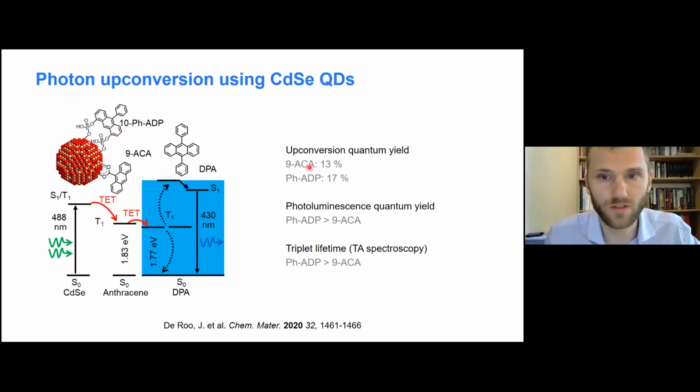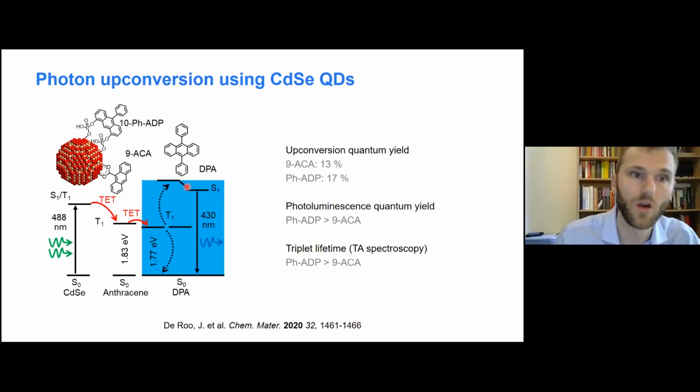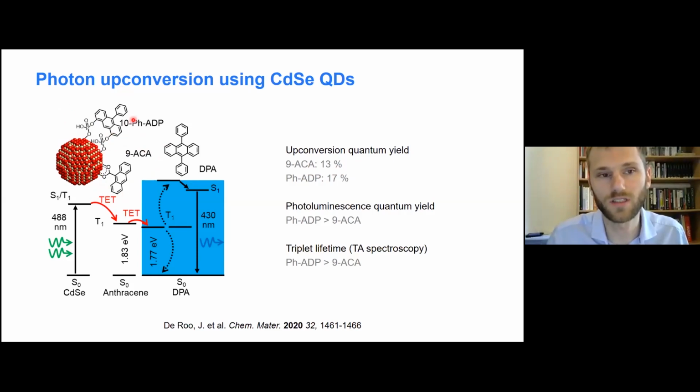And if you do that with our ligand, you get 17% upconversion quantum yield. If you do that with the standard that people are using in the field, you get 30%. So we got like a record high quantum yield in this system. We initially thought this would be because the ligand was just binding better to the surface. That did not turn out to be true because the rate of triplet transfer from the nanocrystal to the ligand was about the same. What was very different is that this one has a higher photoluminescence quantum yield, and a longer triplet lifetime. So the triplet survived longer on this ligand, so it had more time to transfer to the diphenylanthracene.